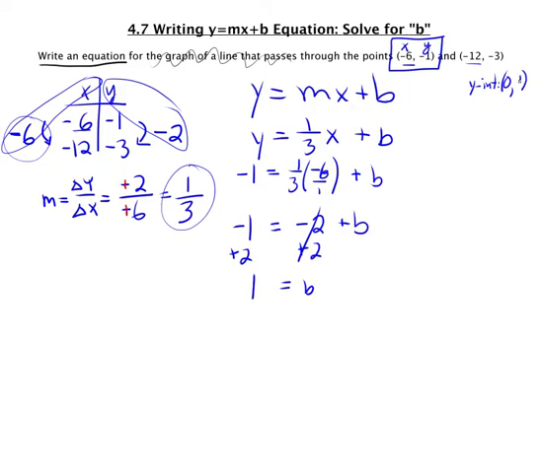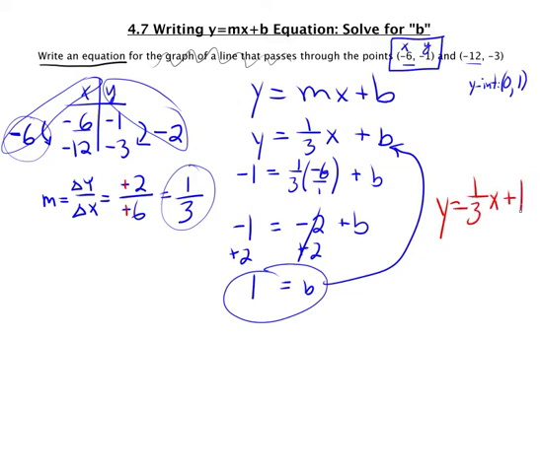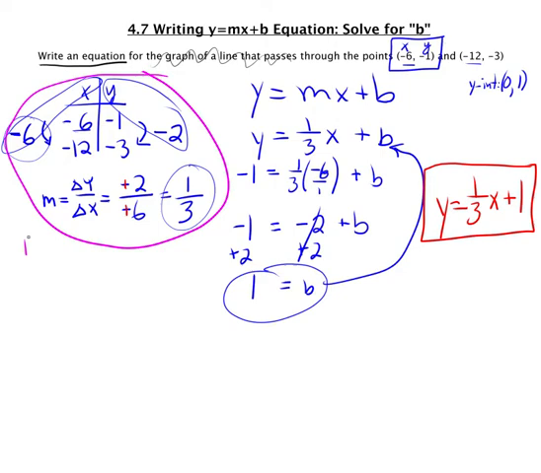So now I can put that in my coordinate pair, (0, 1). But I can also take that b and substitute it back into my equation for the final equation of y equals 1/3 x plus 1, which is my y-intercept. And there is the equation. So we kind of have 3 steps here, remember. Step number 1 is to find the slope, or calculate the slope.